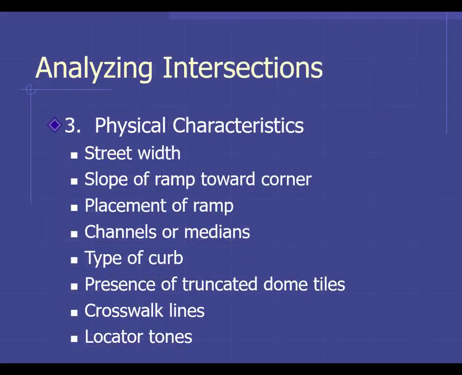Step number 3, determine the physical characteristics. What is the street width? The slope of the ramp towards the corner. How steep is it? Where is the ramp placed? Are there channels or median strips that we have to deal with? What's the type of curb? Are there truncated dome tiles at these corners? Can they see the crosswalk lines if they have low vision? And if there is APS, accessible pedestrian signals, are there locator tones? Can they be easily heard?